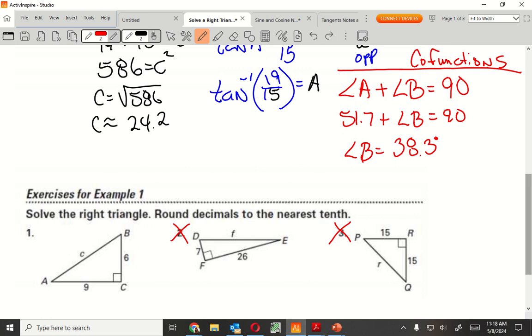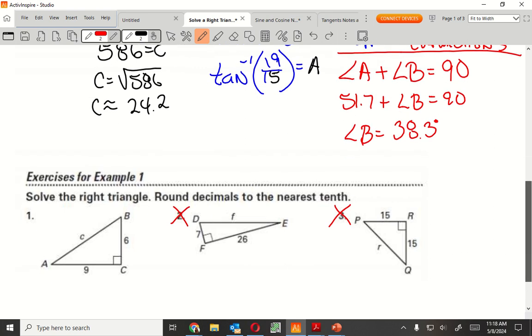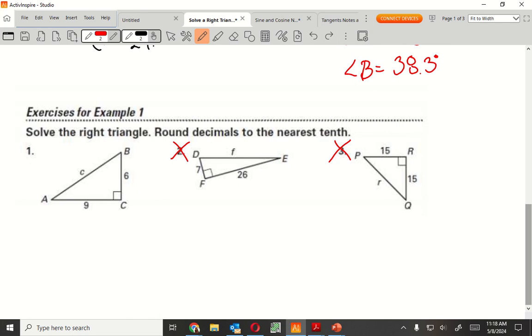All right, let's go through this. It looks like everyone was on the right track here, trying to get to this. I'm going to go through the Pythagorean theorem first. So that's going to be 6 squared plus 9 squared equals c squared. So 36 and 81, 117. C equals the square root of 117.